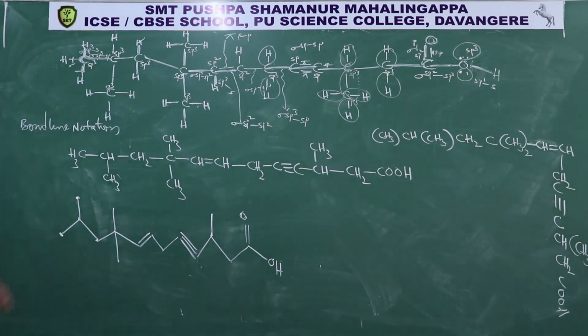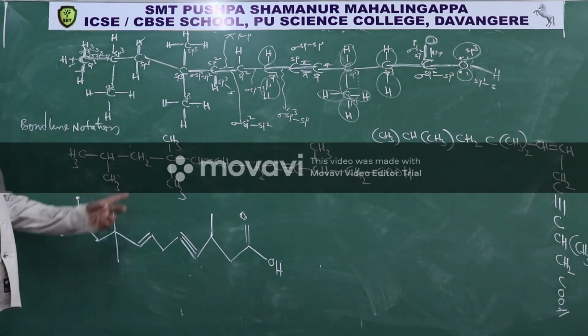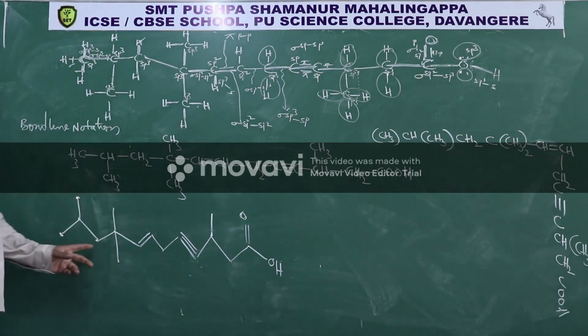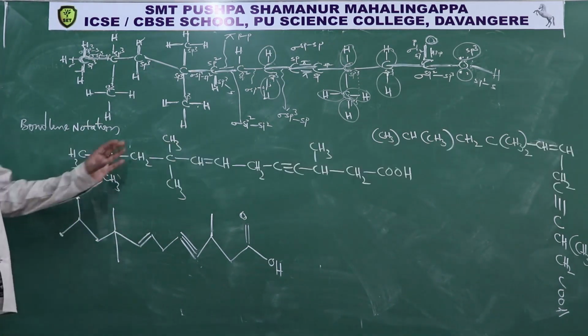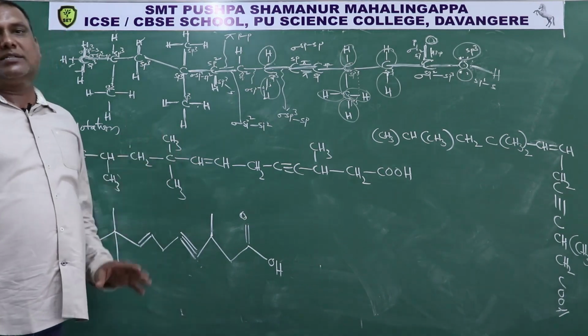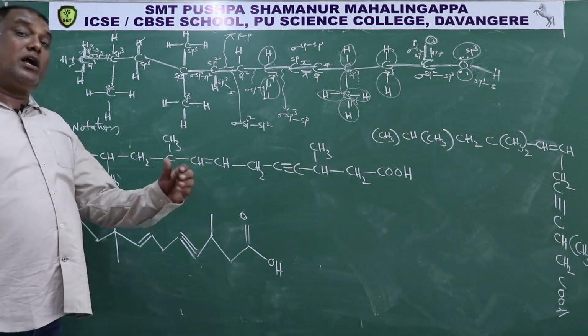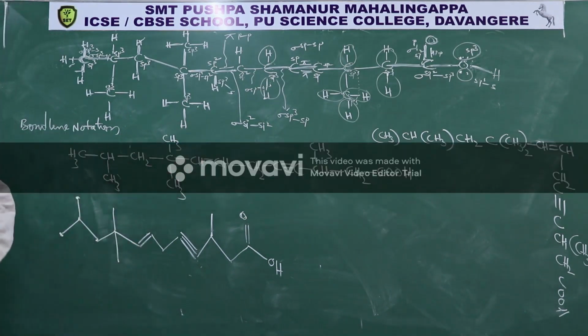But in the exam, this clear-cut expanded structure they don't give. Always in the exam they will give bond line notations like this. So now I will give another bond line notation. Then you have to predict the type of hybridization, how many sigma bonds and how many pi bonds there are, sigma of what type, pi of what type, all these things you have to tell.